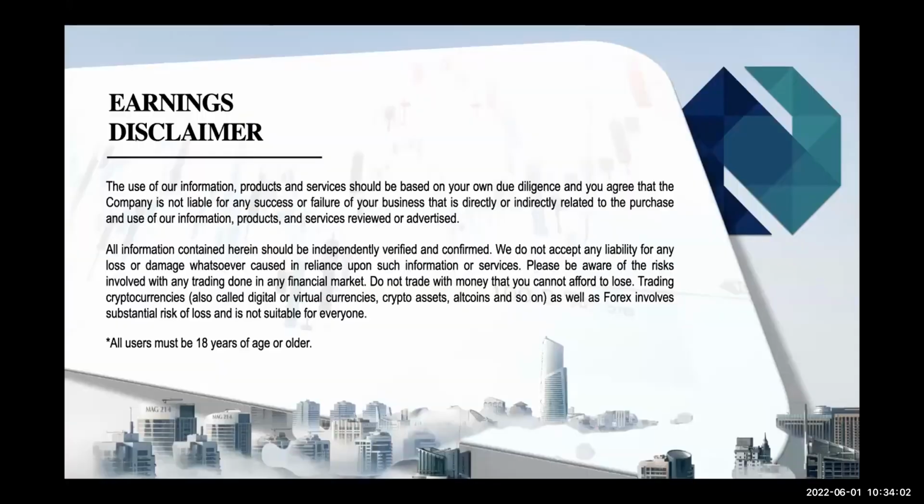Here's a quick earnings disclaimer. You guys already know how this works, right? The use of our information, products, and services should be based on our own due diligence. Make sure that you are mindful. We do not accept liability for any loss or damage whatsoever caused in reliance upon such information or services. You must also be 18 years or older to get started. So if you have a child who is about to turn 18, give them the best birthday gift ever. The gift of financial independence.